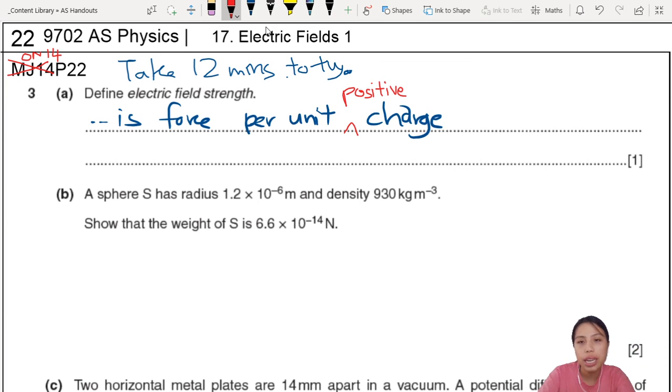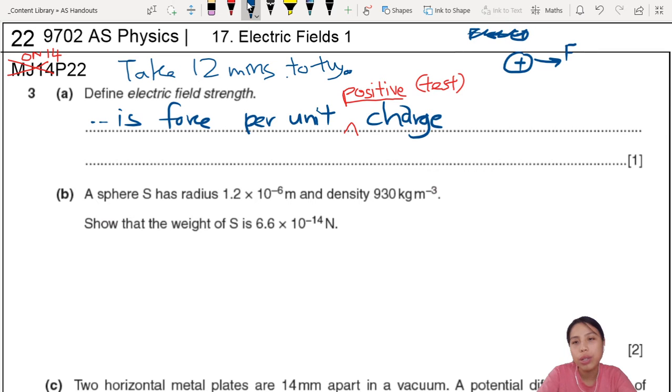You can say positive charge or positive test charge. The word test is optional, but this is the best way. I'm going to mention positive charge because when we say you experience a force, we're usually looking at a positive charge to find the direction of the force. If you use a negative charge, it's in a different direction already.